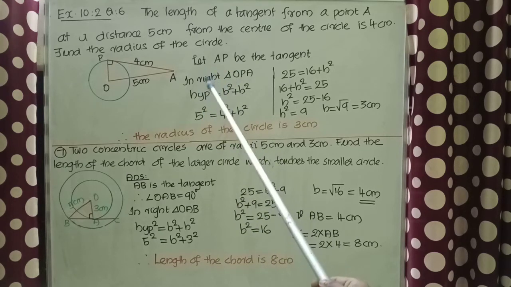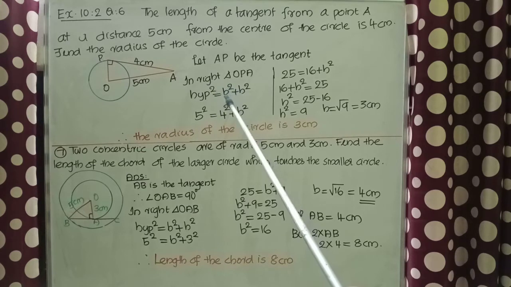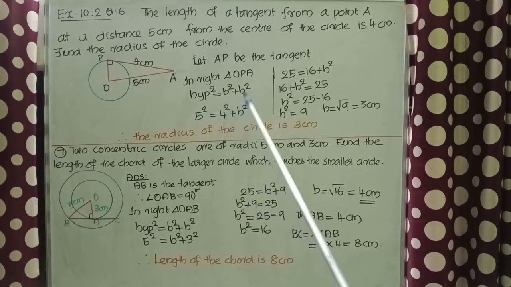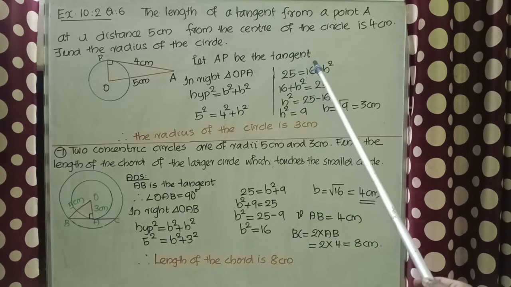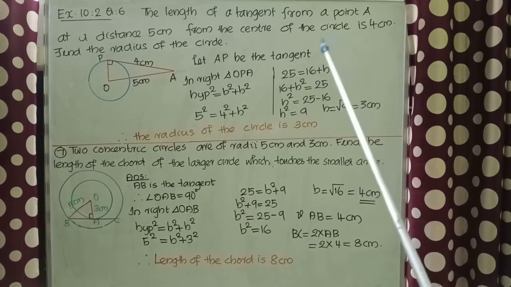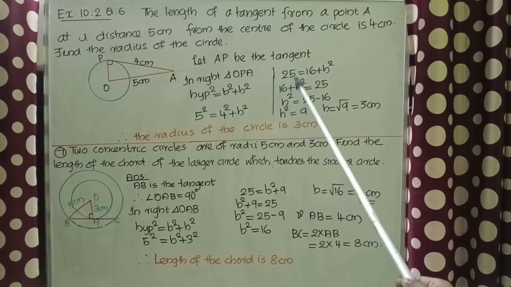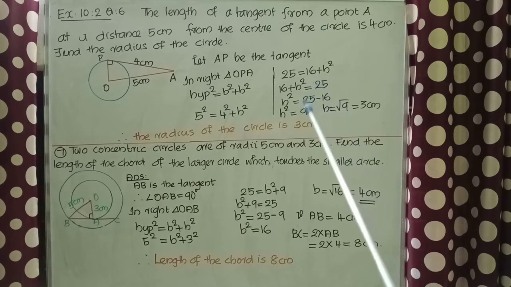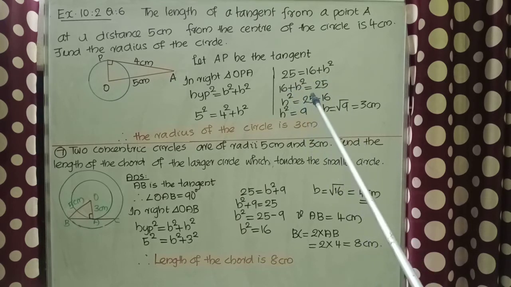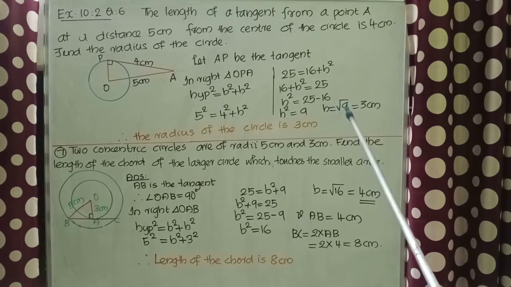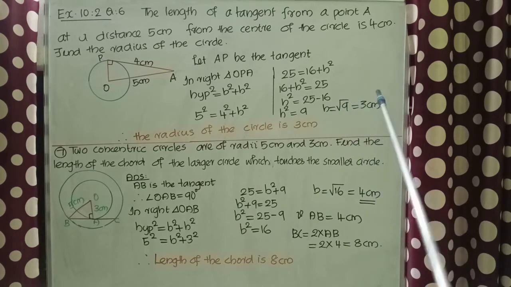So we get hypotenuse square equal to base square plus height square. That is 5 square equal to 4 square plus height square. 25 equal to 16 plus height square. Let us change the sides. We get 16 plus height square equal to 25. Height square equal to 25 minus 16. That is height square equal to 9. Height equal to root of 9, that is equal to 3 cm.